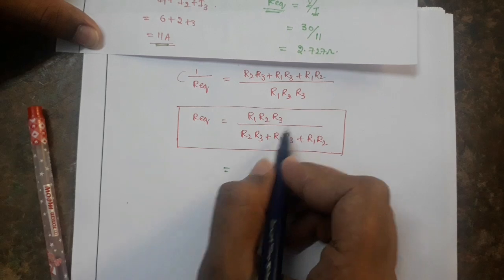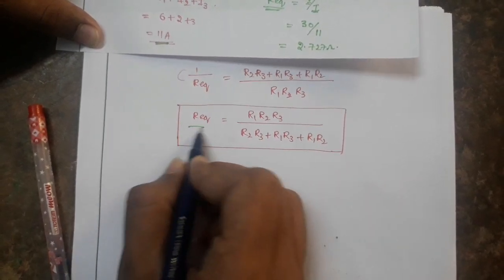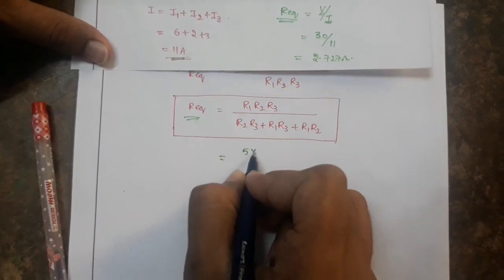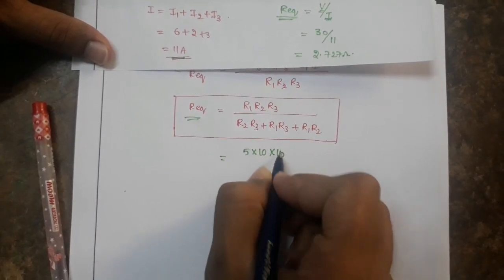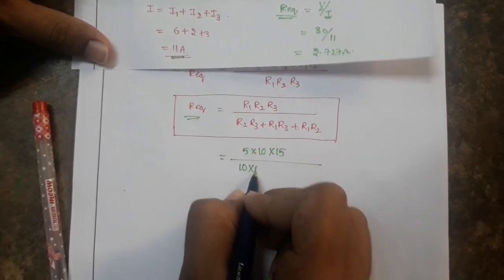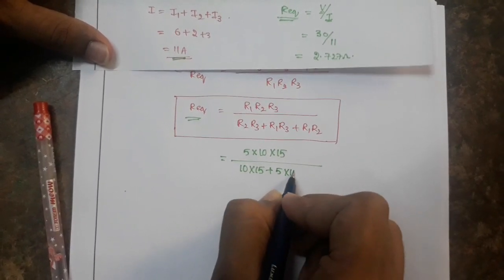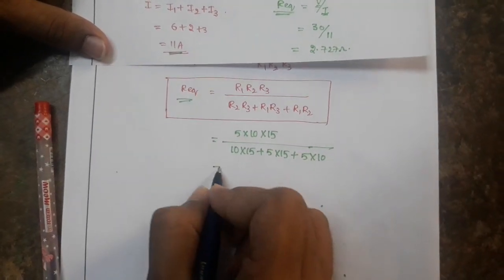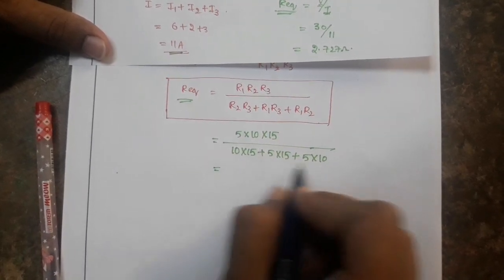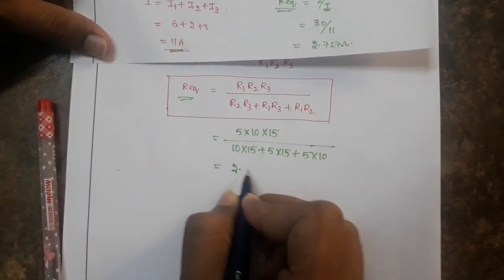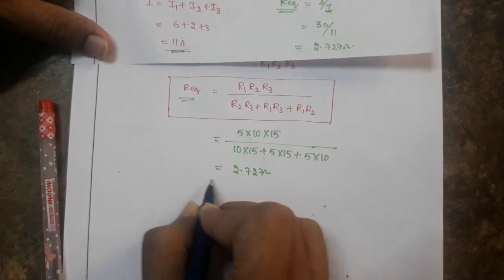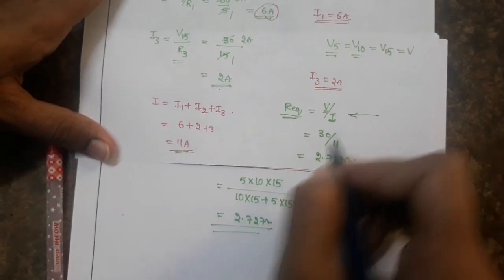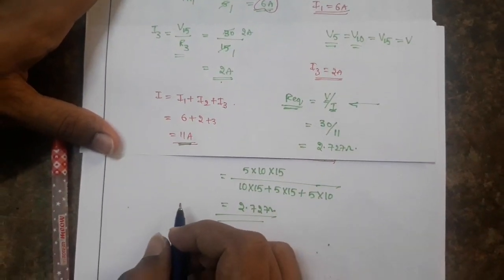I am substituting the R1, R2, R3 values in this equation so that I will get R equivalent. R1 is 5 ohms, R2 is 10 ohms and R3 is 15 ohms. So 10 into 15 plus 5 into 15 plus 5 into 10 in the denominator, and 5 into 10 into 15 in the numerator. By solving this, we will get 2.727 ohms. Either you can use this formula or you can use the other formula for finding R equivalent.